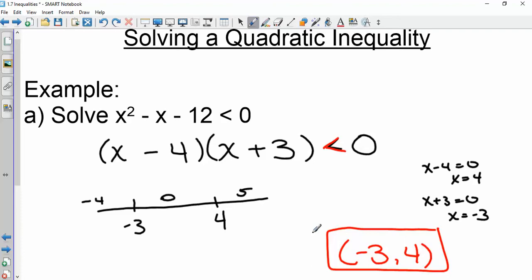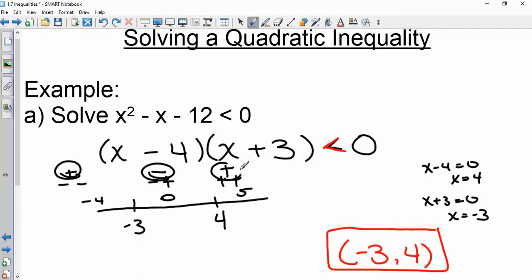I don't care about the number, I just care if it's positive or negative. If I do -4 minus 4, that would be positive or negative? Negative. -4 plus 3 is negative. What happens if you take a negative times a negative? It becomes positive. Didn't we say that was positive by looking at the graph as well? So if we plugged in 0, 0 minus 4 is negative. 0 plus 3 is positive. If you take a negative times positive, it becomes negative.